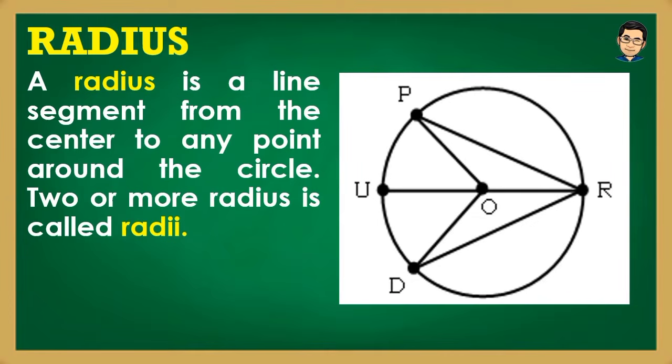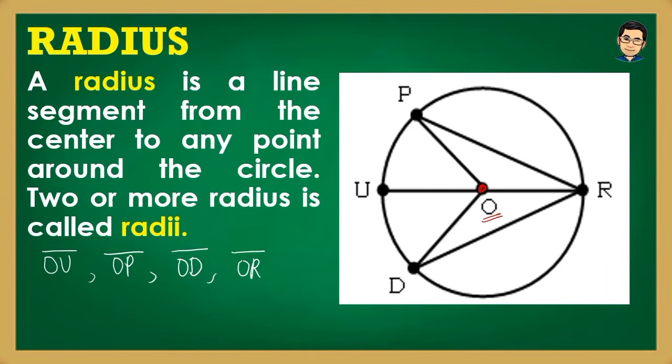Okay, yung ating center dito is O. So isa po yan magiging endpoint ng ating mga radius. And then yung mga radius na pwede nating pangalanan dito sa figure na yan, line segment OU. Ayan, OU. And then what else? Line segment OP. What else? Line segment OD. And line segment OR.